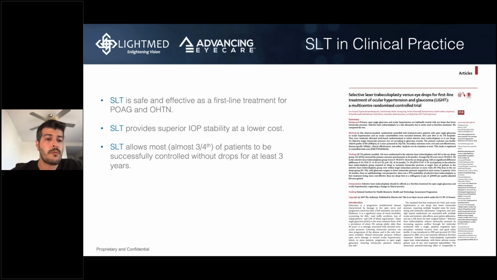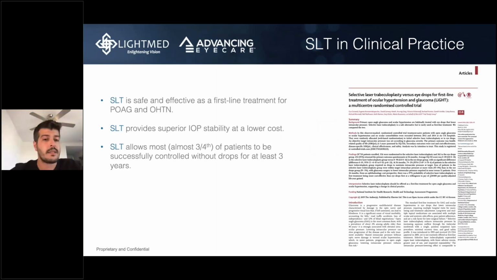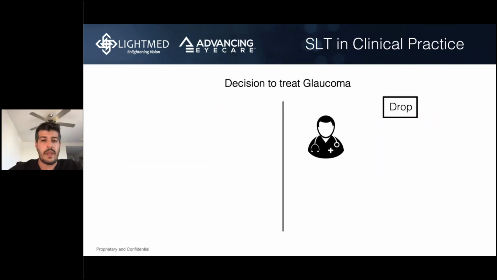And almost 3/4 of the patients in the SLT group were successfully controlled for at least 3 years without ever needing an eye drop. Now that's from a medical standpoint. My takeaway from this study is that even if SLT was the more expensive option, even if SLT was the less convenient option, since medically it was the better option, I would have chosen SLT as my first option, even if it cost more and it was less convenient. Well, thankfully, it's the more convenient and less expensive option.